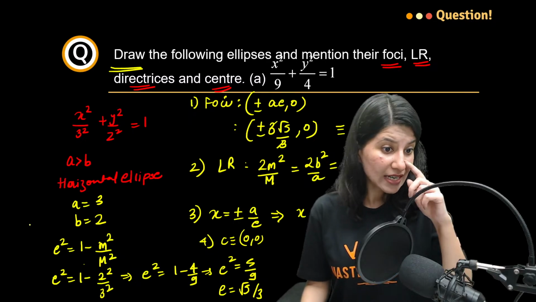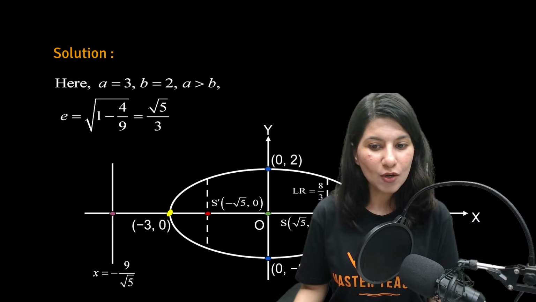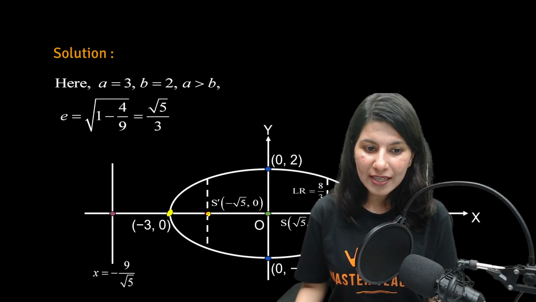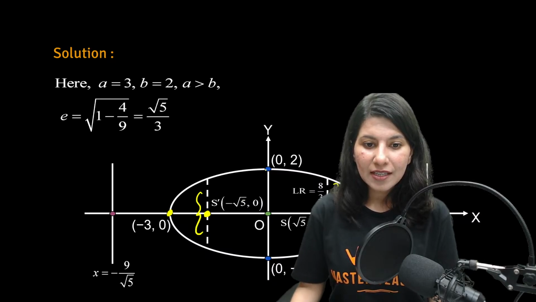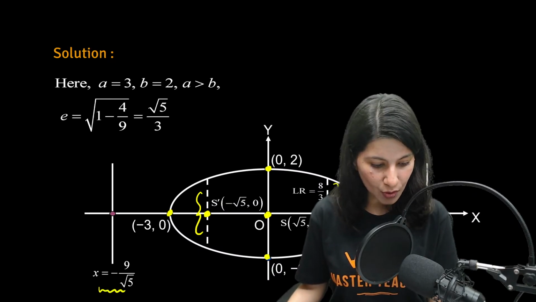By the way, yes, 3 and 2. So the ellipse you have drawn: minus 3, 0, a horizontal ellipse, 3, 0. Done. The focus you have realized: minus root 5, 0 and plus root 5, 0. Latus rectum 8 by 3. 0, 2. Center, origin. Then we have finally the directrix. This is how you draw the ellipse.